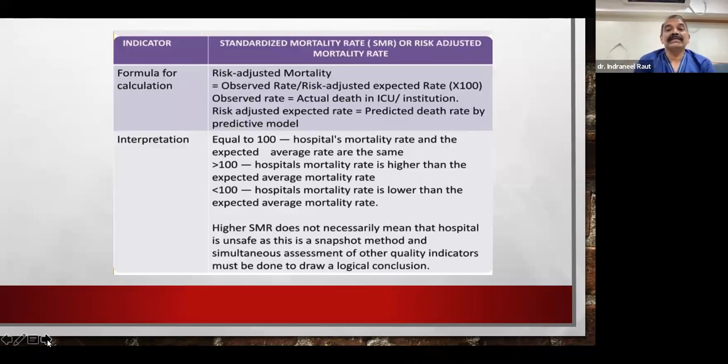If your ratio is more than 100, it means the hospital's mortality rate is higher than the expected average mortality rate. And if it is less than 100, that means your actual rate is less than the expected average. So a higher SMR, however, does not necessarily mean that the hospital is unsafe, as this is a snapshot method, and it needs simultaneous assessment of other quality indicators.